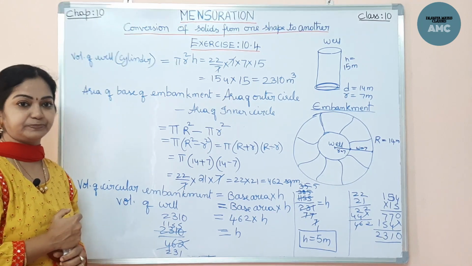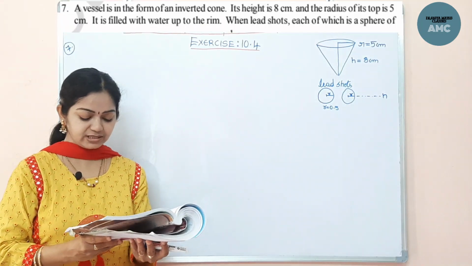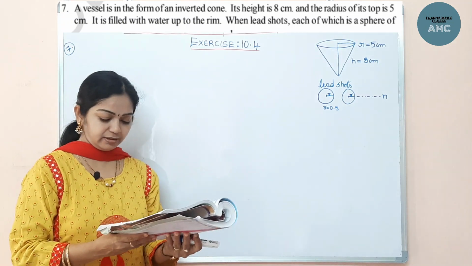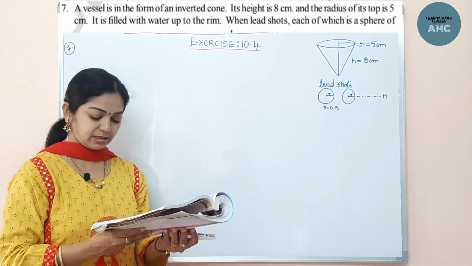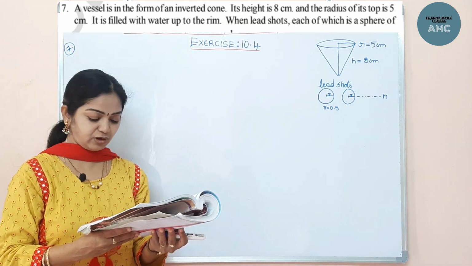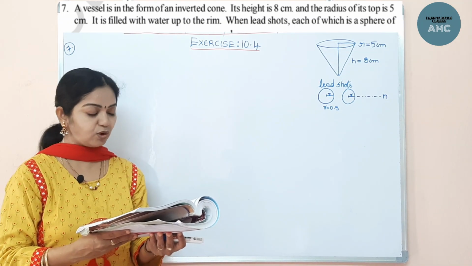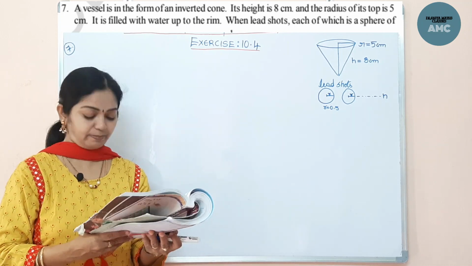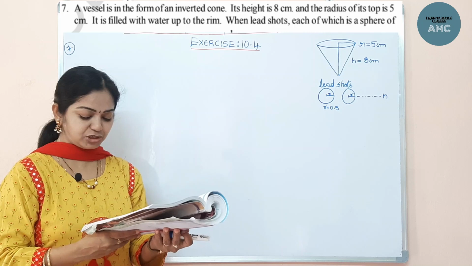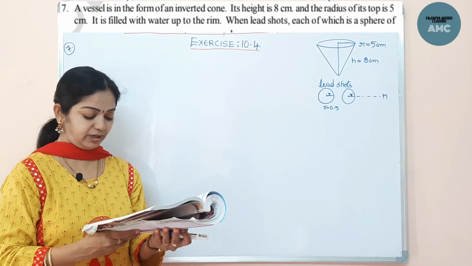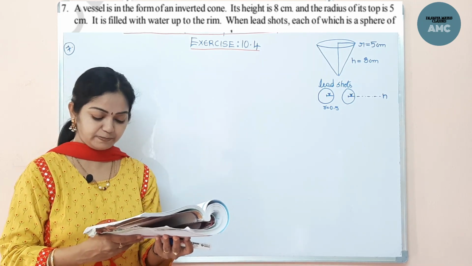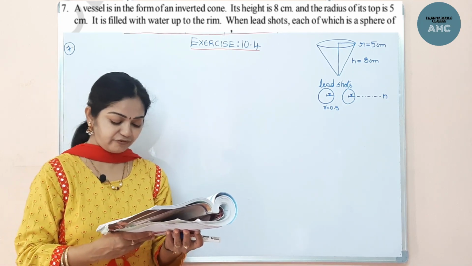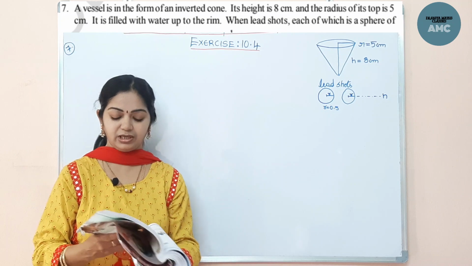Quickly copy down. Problem. A vessel is in the form of an inverted cone. I have drawn for you. See there. Its height is 8 centimeters, and the radius of the top is 5 centimeters. It is filled with water up to the rim, means up to the complete top level. Okay. When lead shots, each is a sphere of radius 0.5 centimeters, are dropped into the vessel, 1/4 of the water flows out. Find the number of lead shots dropped into the vessel.